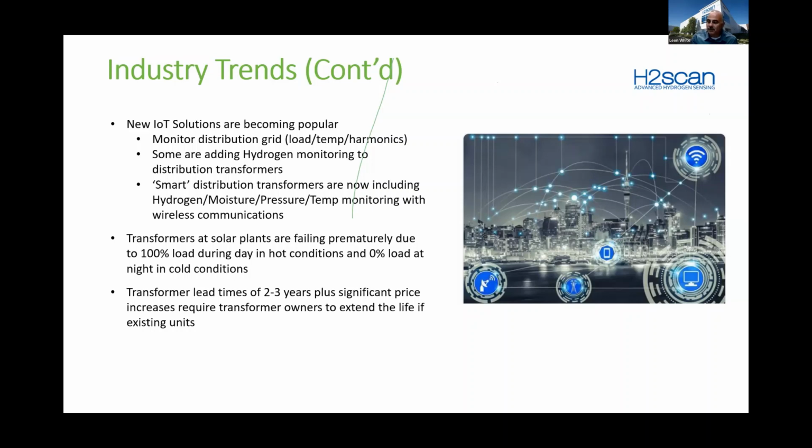Typically, I've seen that when you identify a problem early, you're able to repair that transformer at least 50% of the time rather than replace it. But at least if you replace it on a proactive basis, you're not dealing with an outage and a potential catastrophic failure. So there's a lot of benefits to having the online monitoring.